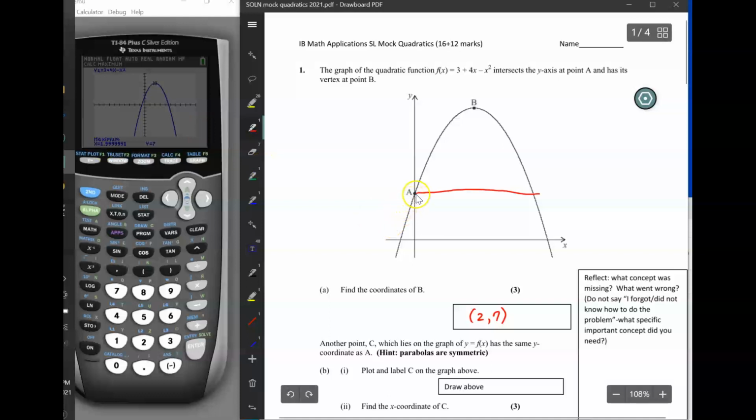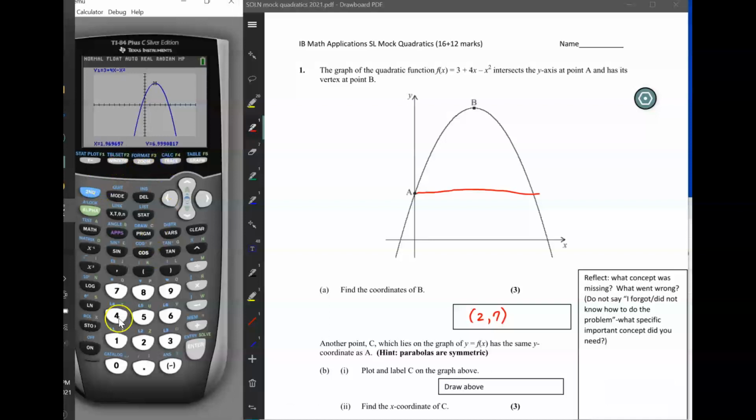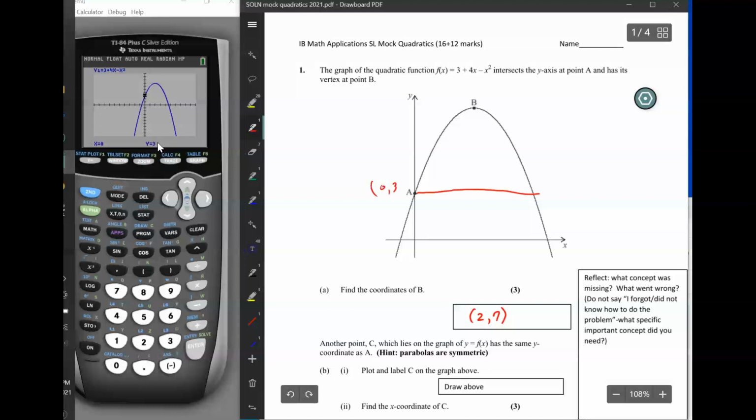Okay, it happens that A has an x coordinate of 0, right? So if I want to see the y coordinate of A, there's a couple ways to do that. One of the ways is I could just do trace 0. If I do trace 0, I can go directly to this point A, which is the y-intercept, and the answer is y equals 3. Okay, so this is actually 0, 3, if you were wondering, which means that this point here is also something, 3. All right? Okay.